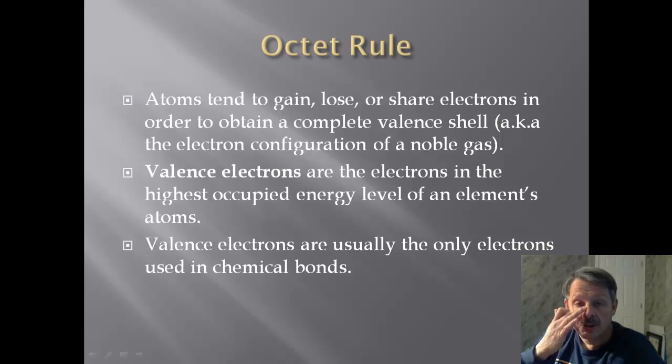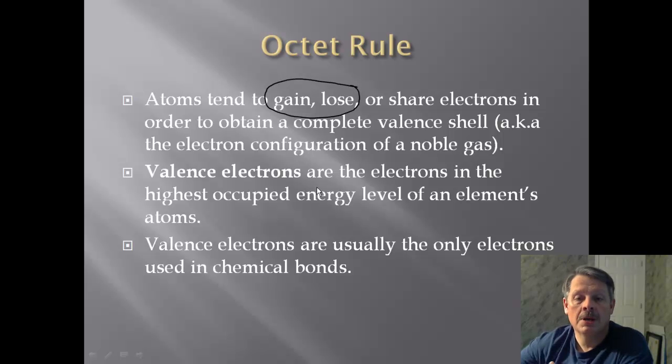All right. Just a reminder of where we came from, the octet rule. The octet rule says that atoms tend to gain, lose, or share electrons in order to obtain a complete valence shell of electrons. Another way to put that is in order to obtain the electron configuration of a noble gas. So what we're going to talk about is the gaining and losing portion, because we're talking about ionic compounds.